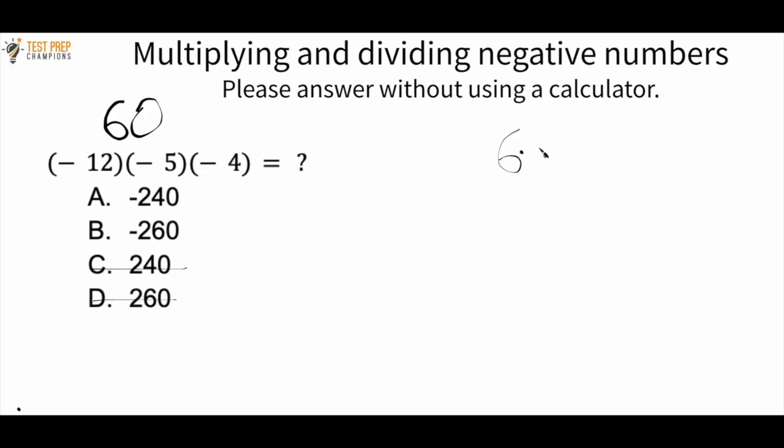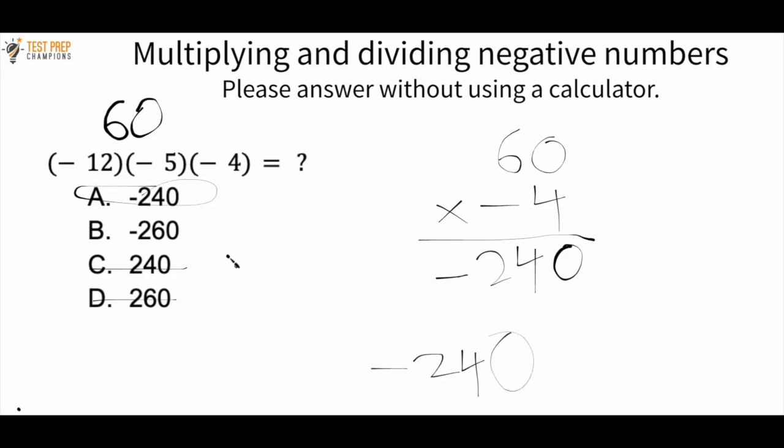One way to do this would be to write it out by hand and do it like this, which is a perfectly valid way to do it. And if you did it that way, you would do 4 times 0, which is 0, and then you do 4 times 6, which is 24. And remember, it's going to be negative because it's really negative 4 times 60. So that's one way to get the answer. However you get there, the answer is A, negative 240. So hopefully this makes sense.